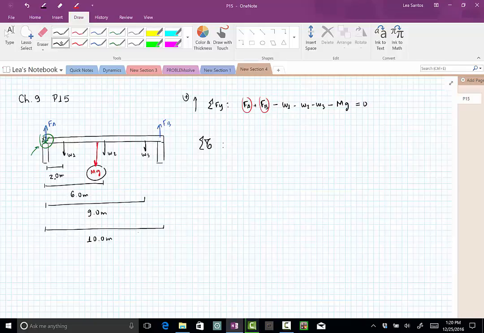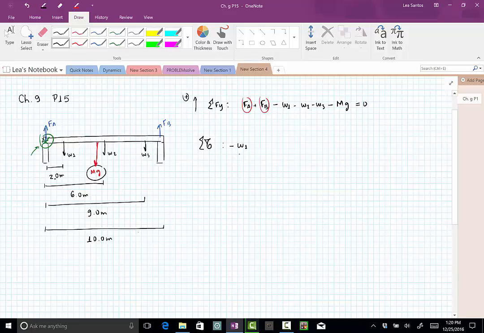So I have all of these weights, weight 1, weight 2, weight 3, the weight of the table. They try to rotate this table, this beam, clockwise. Fb is the only one trying to rotate it counterclockwise. Okay, so this means that it will be negative, the torque done by each one of these weights.